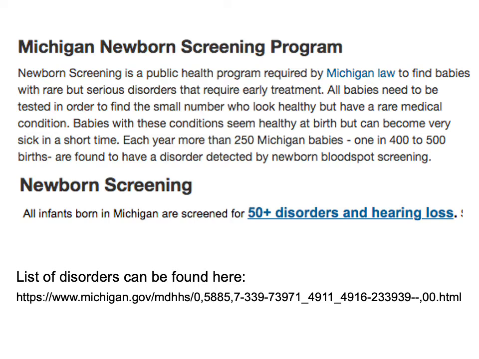Babies that have particular conditions seem healthy at birth, but they can become sick in a short time, so it's really going to help out those babies. Every year in Michigan, more than 250 babies are found to have a disorder that's detected by this newborn screening. They call it blood spot screening, and I'll show you a picture in just a minute of how that works. You can go to that website at the bottom to see the list of disorders that are screened for in infants in Michigan. Every state has a slightly different list of diseases for which they're screening.